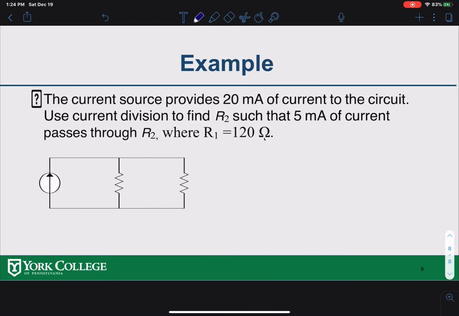For current division, you are working with a parallel circuit, and parallel resistors share the same voltage, and the current division equations have a common format. So just use the equation to find the current in a parallel circuit.